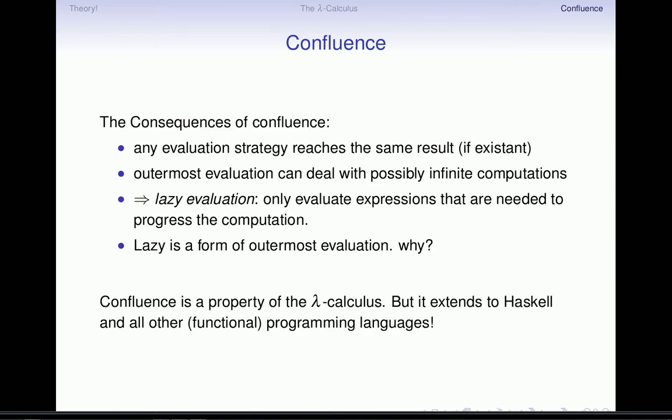There are consequences of confluence which are really important. Any evaluation strategy reaches the same result, if it exists. That means if the term has a result at all, and that it does terminate. Outermost evaluation can deal with possibly infinite computation. This is something really interesting. It is also referred to as lazy evaluation.